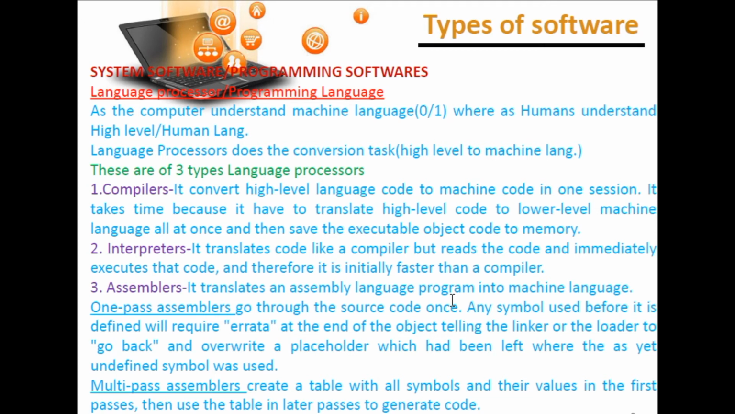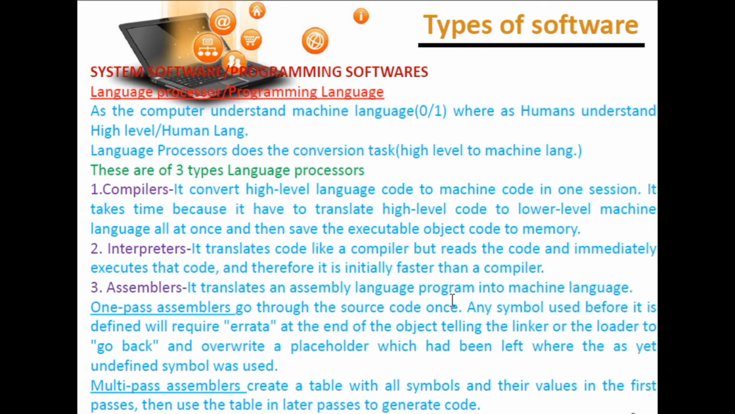Now we are going to understand system software or programming software. First of all, we will understand language processors or programming languages. The computer understands only machine language, or binary language, that is 0 and 1, where 0 means false and 1 means true. Humans understand only high-level language, that is, English-like language. So a language processor does the conversion task from high-level language to machine language and vice versa.